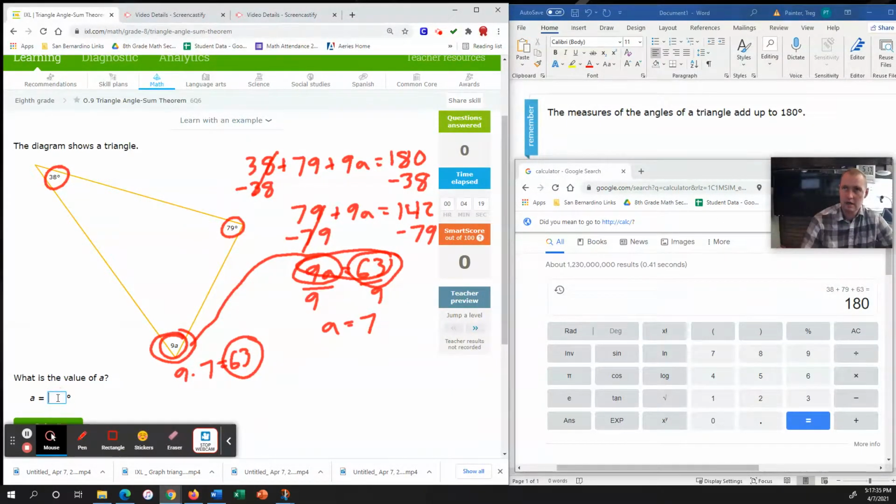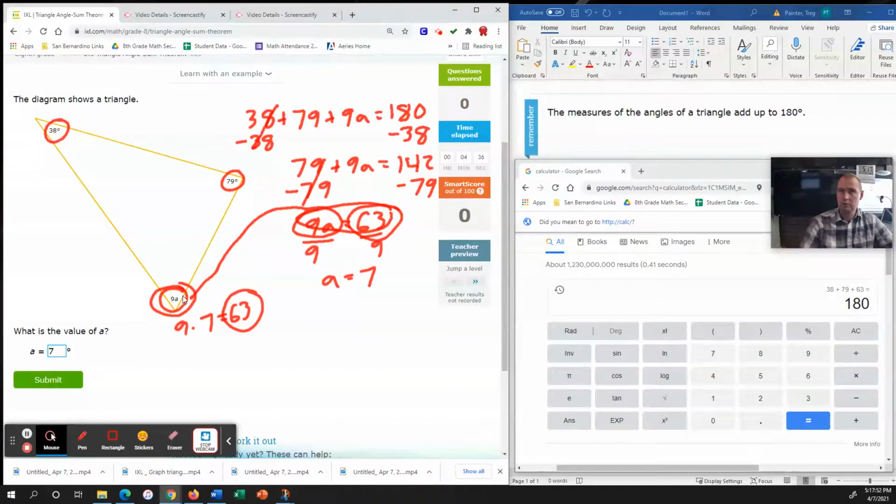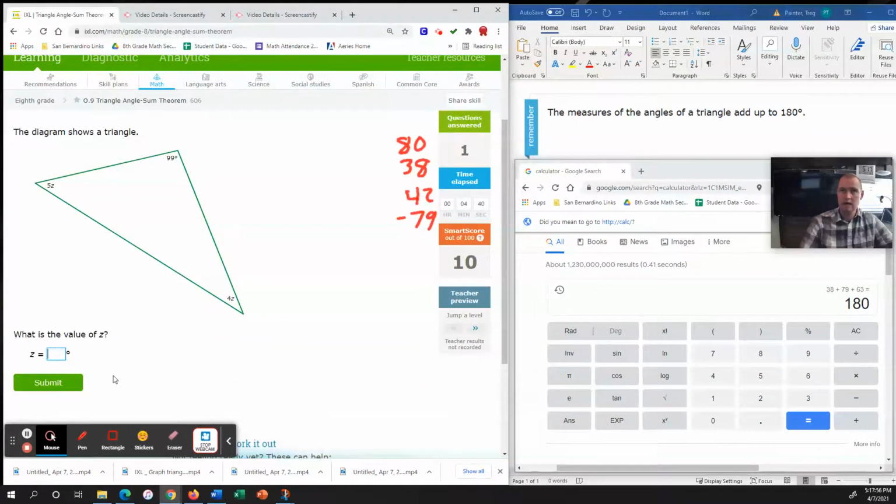All right. Oh, what is the value of A? That's why we're doing that. So the value of A is actually 7. So it's not asking for the missing angle. It's asking for, well, what's the value of A? So we do need to get all the way to A equals 7. So 7 degrees will be our A. Okay. Now we're heading somewhere.